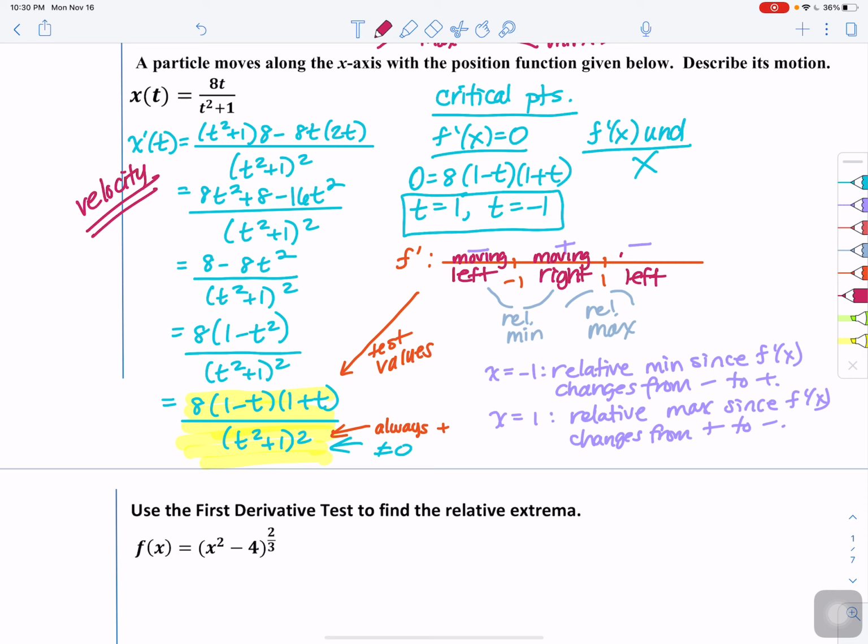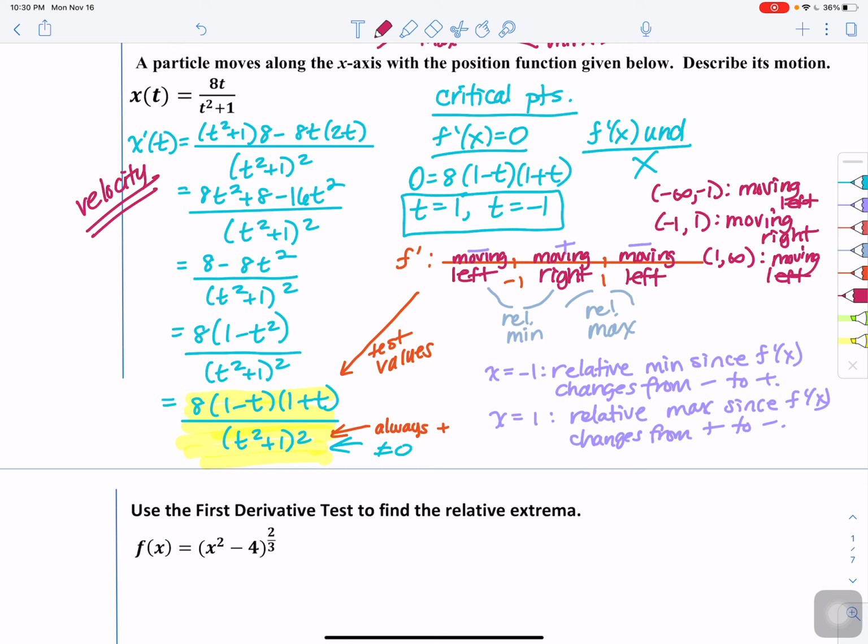And if you wanted to go ahead and write that out, on the interval negative infinity to negative 1, moving to the left. Negative 1 to 1, moving to the right. And 1 to infinity, moving to the left. That's a whole lot to take in. This was motion, so I feel like that was really important that we recognize that that derivative really is velocity.